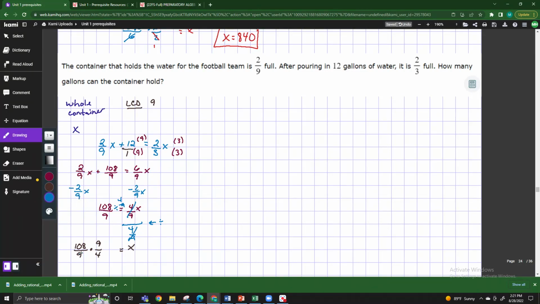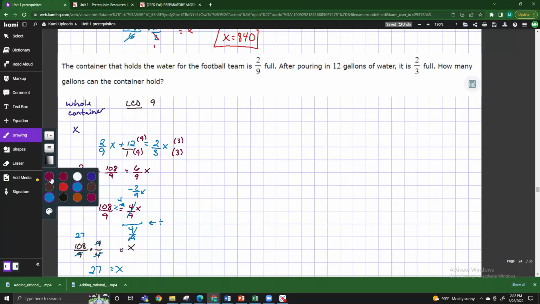Simplifying things, the 9s cancel out. 4 goes into 108. Well, 4 goes into 100 25 times because there's 4 quarters in a dollar. And then another 2 because 4 goes into 8 2 times. So this is going to be 27. That's how I'm thinking a lot of my division. So now I have 27 equals X. Okay, so it holds 27 gallons.